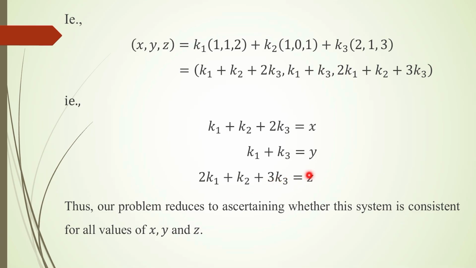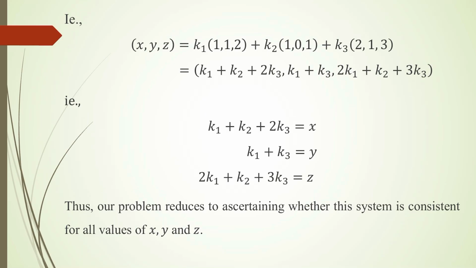If this is true for any value of x, y, z, then we can say that the vectors v1, v2, v3 span R3. If it is not possible, then v1, v2, v3 cannot span R3. If for some x, y, z the system does not have a solution, then v1, v2, v3 cannot span the entire R3.